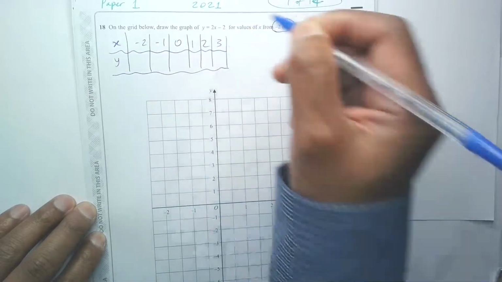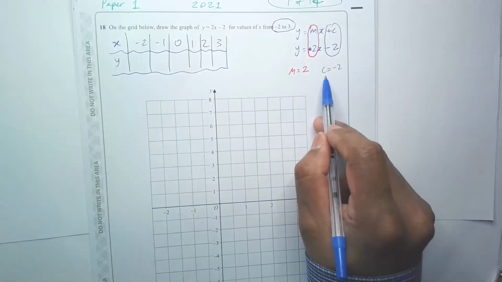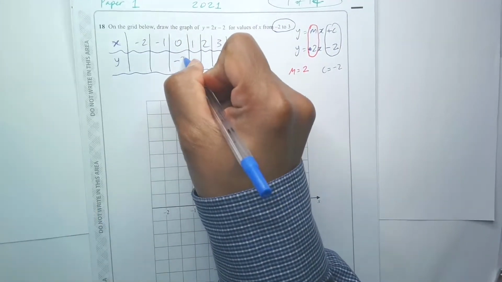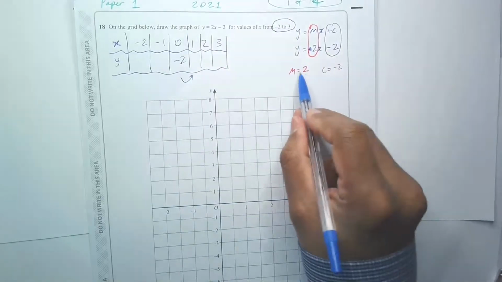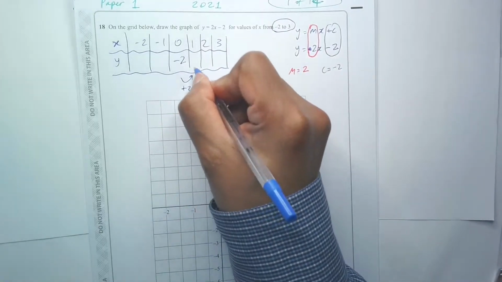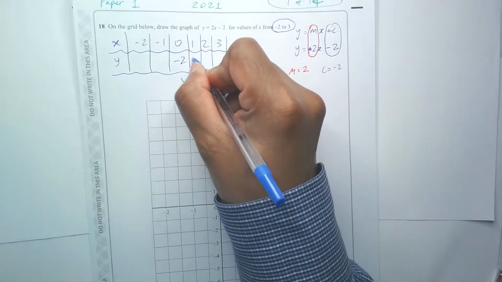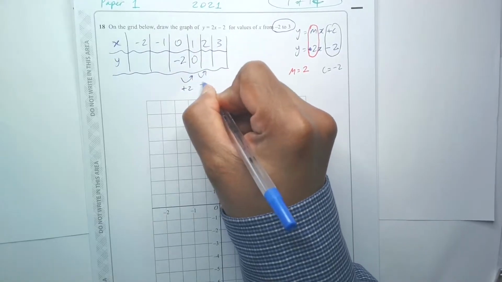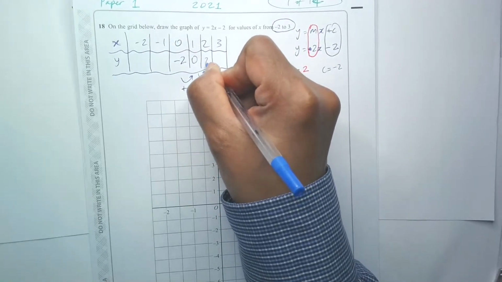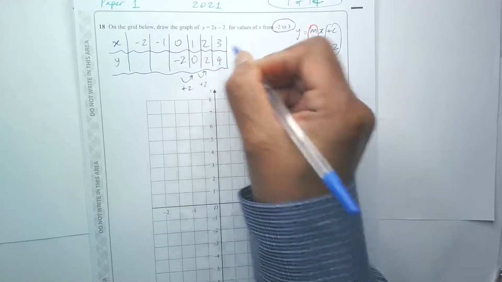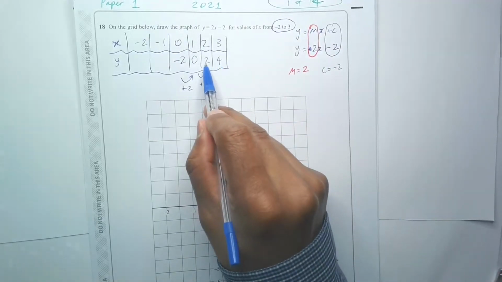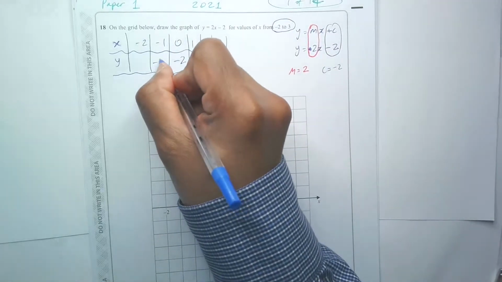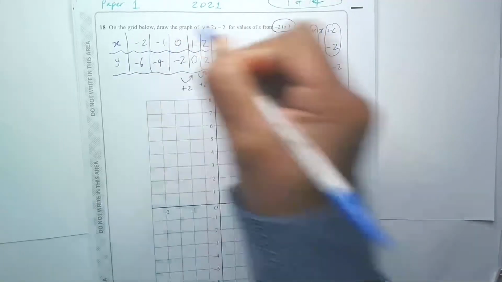Speeding it up now, doing a squiggly line. So my c is minus 2, so that just goes here. My m is 2, so I'm adding 2. Minus 2 plus 2 is 0. I'm adding 2. 0 plus 2 is 2, plus 2 is 4. And if I go backwards, 4, 2, 0, minus 2, minus 4, minus 6.